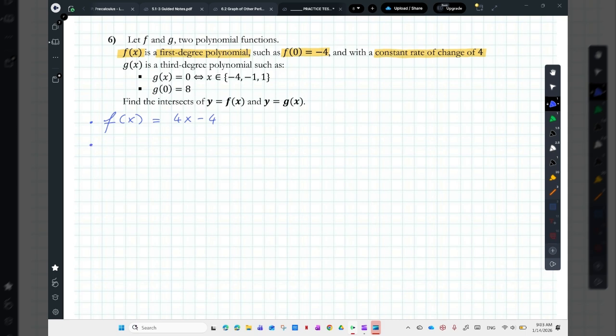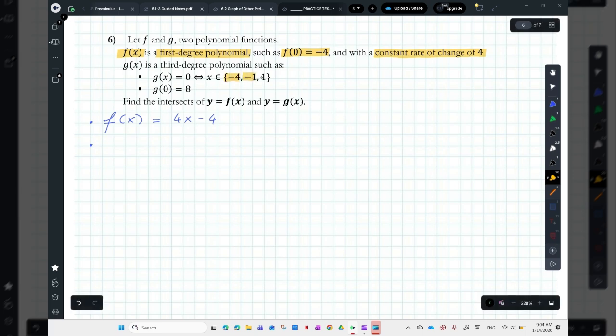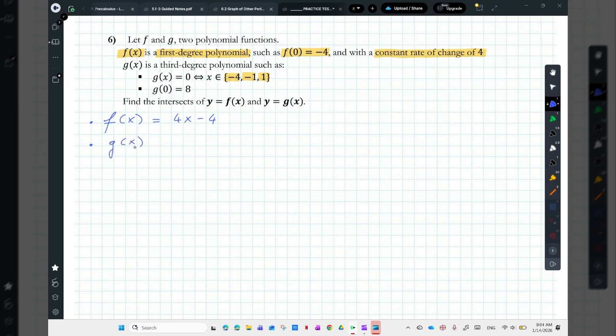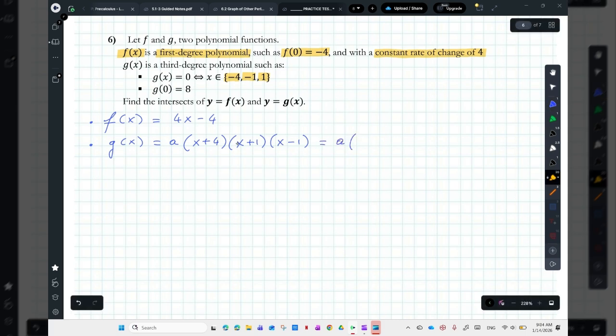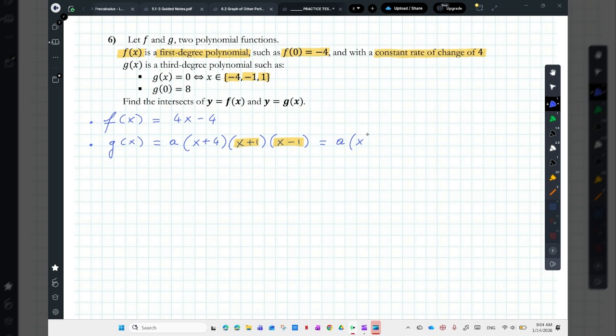For g of x, it's a third-degree polynomial, and the 3 zeros are given to me here, so I can directly conclude that g of x will be a coefficient a that I don't know yet, times x plus 4 times x plus 1 times x minus 1. And here I do recognize for those two the factored form of the difference of two squares. So I'll have a times x squared minus 1 times x plus 4.